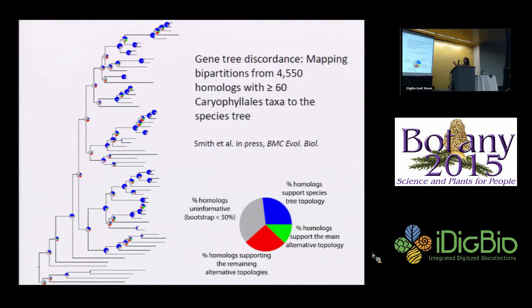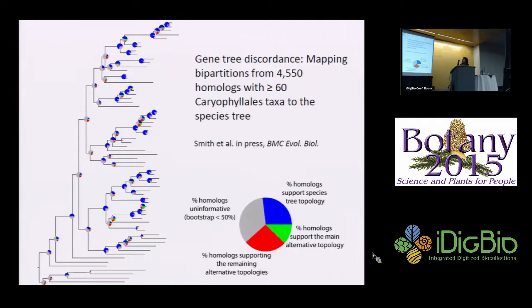I would say that all the slides after this were using homologs. Basically, what we did differently here is that we mapped bipartitions from homologs, with gene duplication and everything on it, to the species tree. Blue means the percentage of homologs that support the species tree topology, green is the homologs that support the main alternative topology, and red is homologs that support the rest of the alternative topologies. And gray means homologs uninformative, basically bootstrap less than 50%.